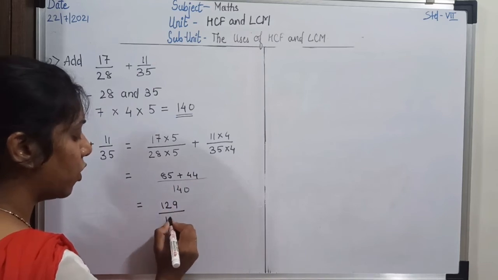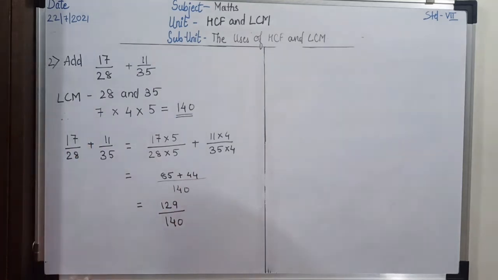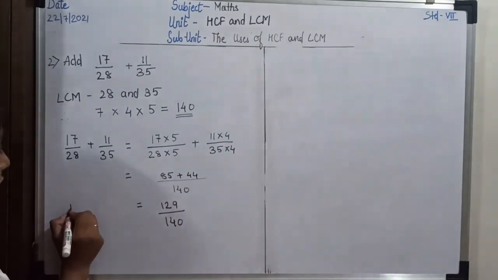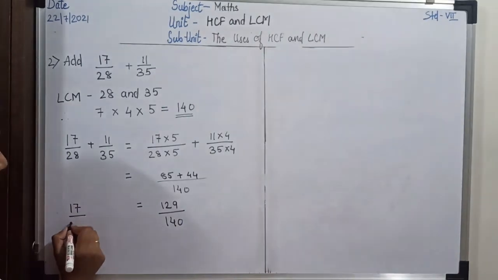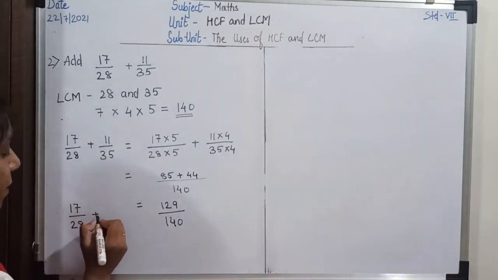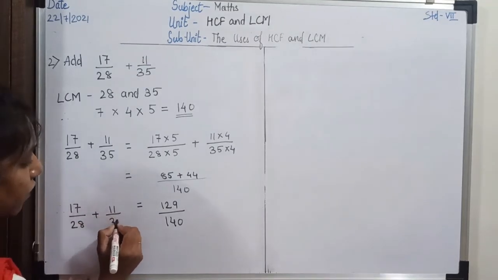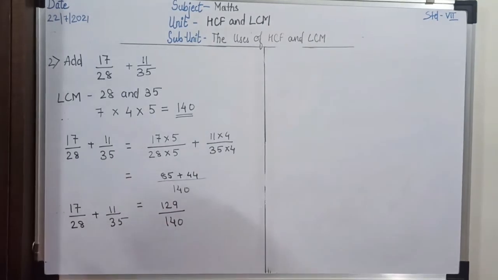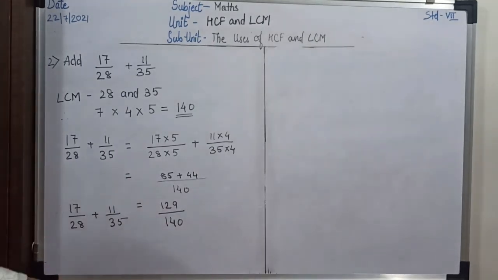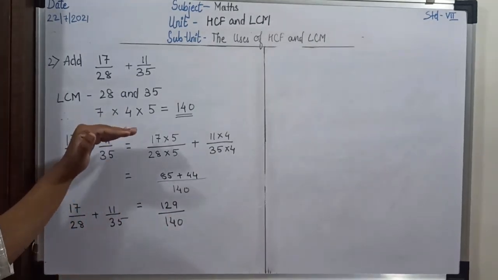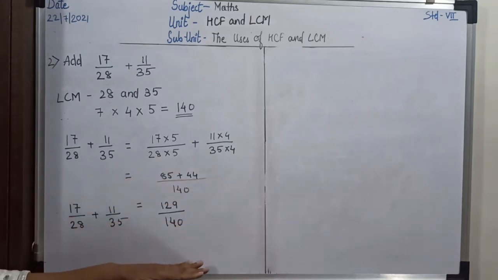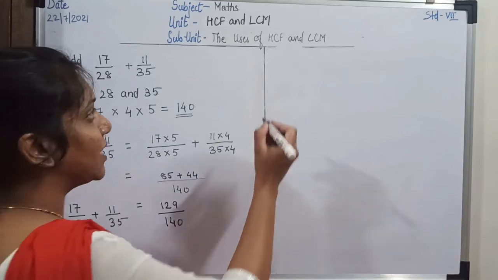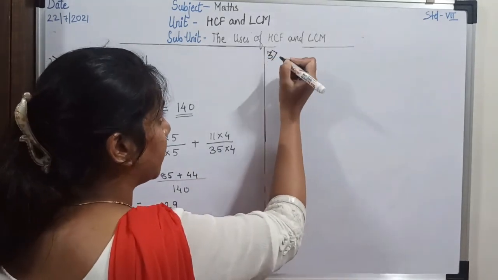129 upon 40. Therefore children, the addition of 17 upon 28 plus 11 upon 35 is 129 upon 140. It is very simple. If you just remove the LCM, the calculation becomes very simple. Now we will go and see a third example.